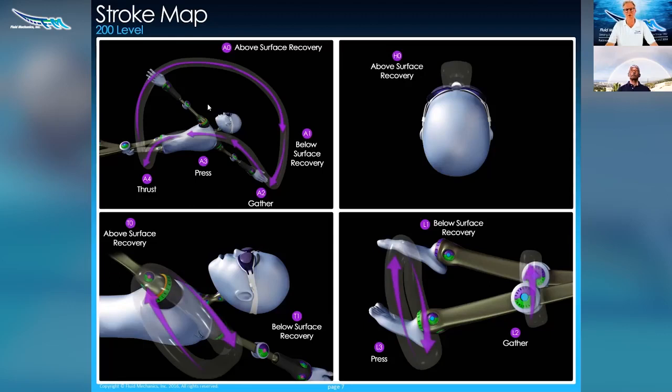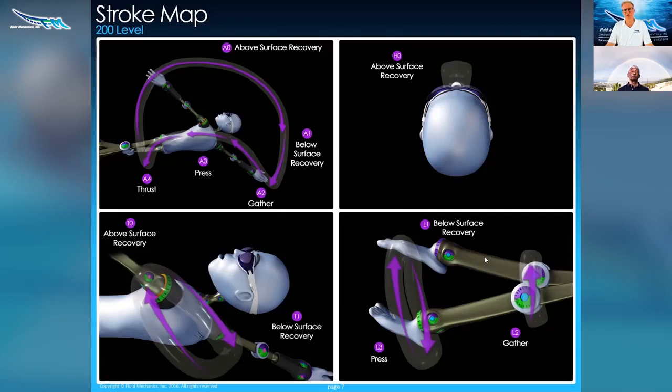So A stands for arms, H for head, T for the torso or the body, and L for the legs. What we've done is a breakdown into what we call phases. The first phase is A0, the above surface recovery. Then we have A1, which is the below surface recovery. A2 is the gather, A3 is the press, and A4 is the thrust.